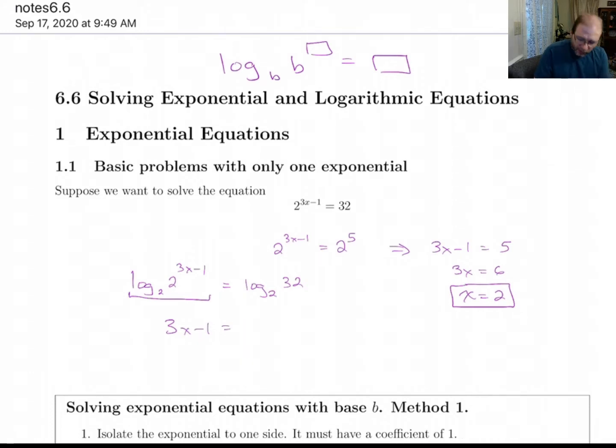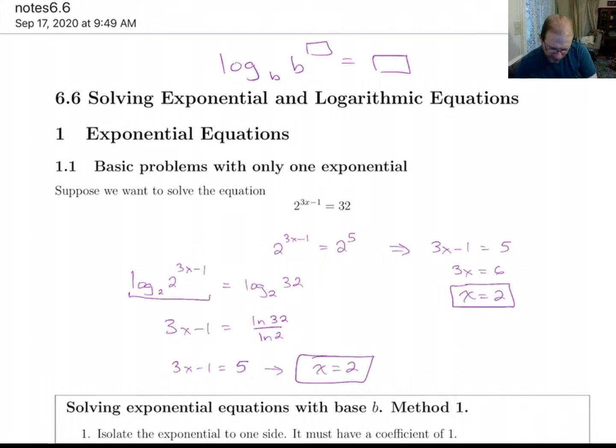And if you didn't know what that was, you could do this on a calculator by doing ln of 32 over ln of 2. Some calculators also can do a base 2 logarithm, but I'm not going to do that. If you put that in the calculator, it would give you 5, and then this would also give you x equals 2.